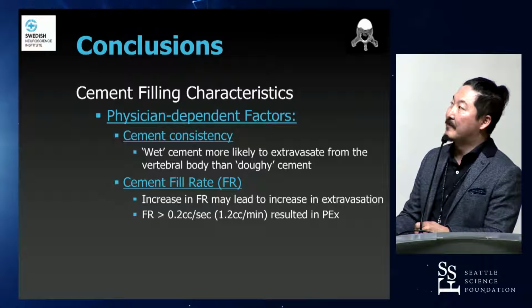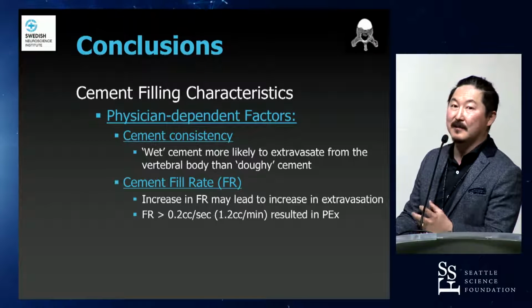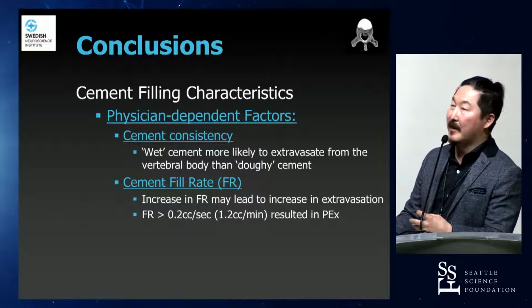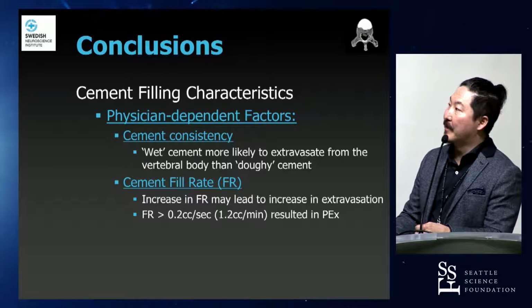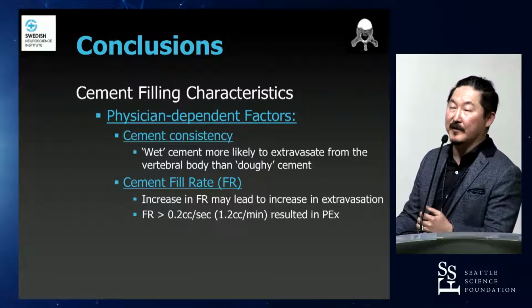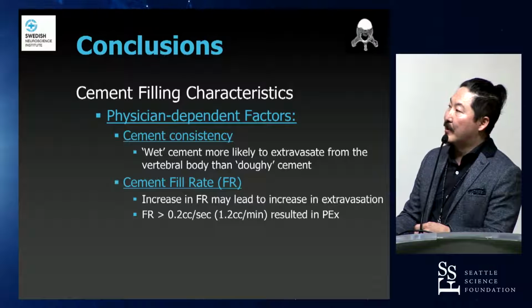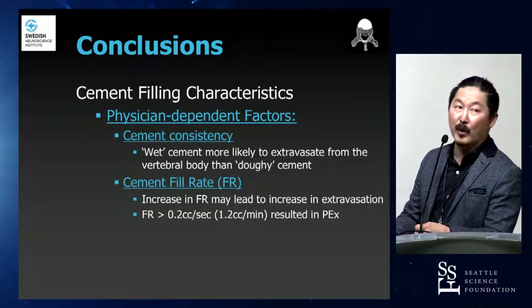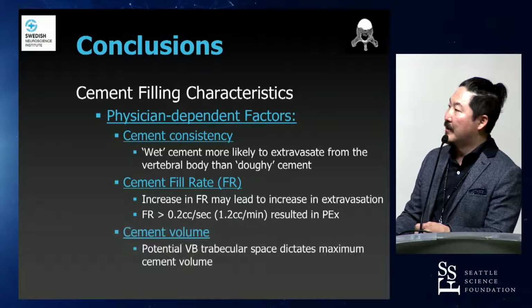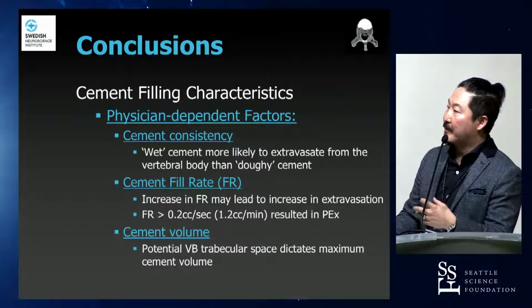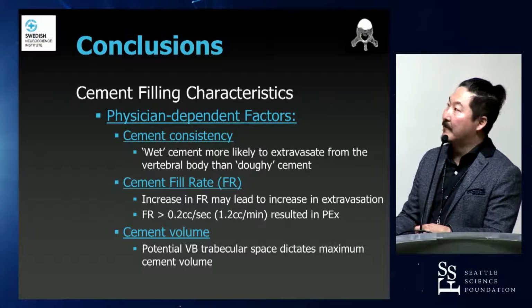And some of the physician-dependent factors is the consistency of the cement. So wet cement is more likely to extravasate rather than the doughy condition of the cement, and the rate is also very important. The increase in the fill rate may lead to increased extravasation rates. So any fill rate greater than 0.2 cc's per second or 1.2 cc's per minute resulted in posterior extravasation in the study. And the volume, the potential trabecular space, dictates the maximum cement volume as well.